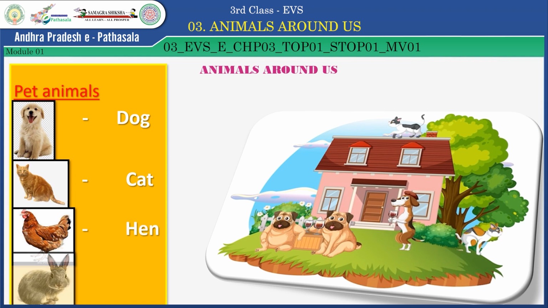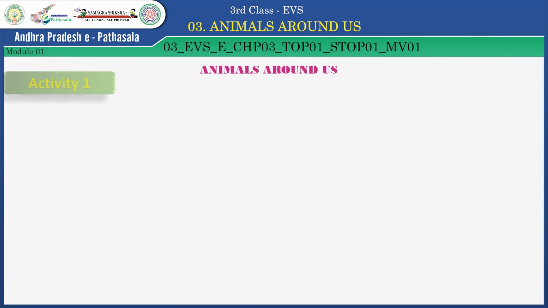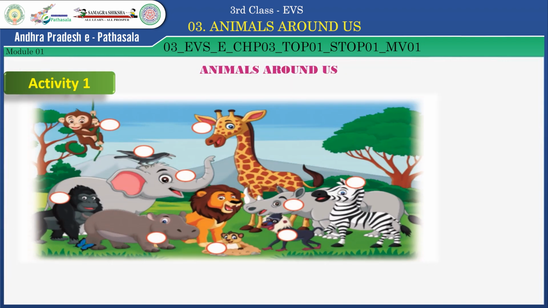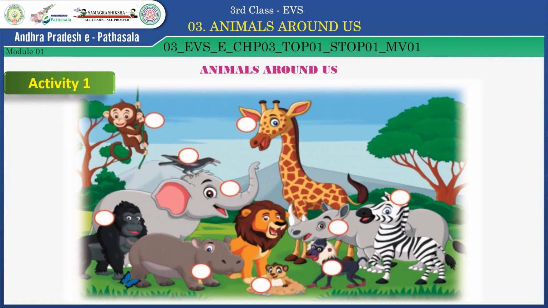Let's do an activity. Now, you have understood what are wild and domestic animals. Take a look at the activity. Mark D for domestic animals and W for wild animals. Yes, you're right. All the animals here are wild animals, which means all the animals live in forests.